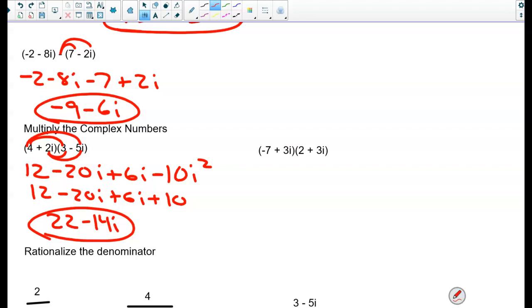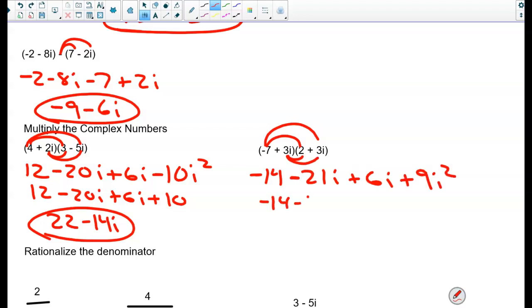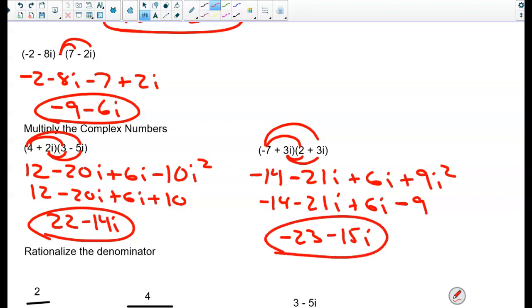The second one, negative 7 times 2, negative 14. You do need to be aware of signs at all times. Negative 7 times 3i is negative 21i. 3i times 2 is a positive 6i. 3i times 3i is a positive 9i squared. And that i squared turns into a negative 1, which means 9 times negative 1 is negative 9. Negative 14 and negative 9 is negative 23. Negative 21i and positive 6i is a negative 15i. And there's my answer.